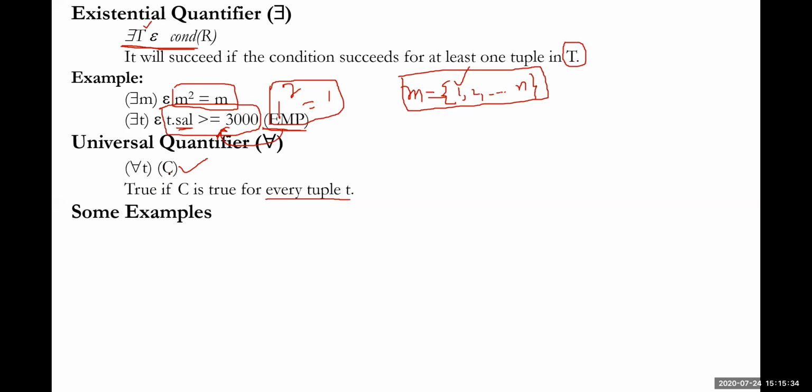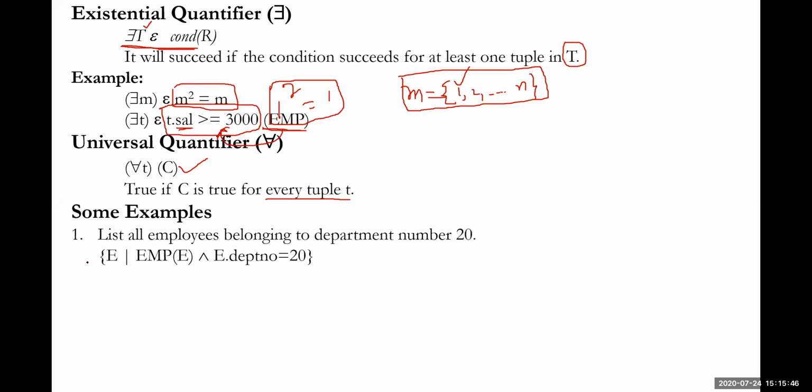Okay, so let us take some examples here. I have already drawn some examples. Example number 1: list all employees belonging to department number 20. How could you write this? This is the way you have to write. My tuple name is E, such that EMP of E and E.DEPTNO equal to 20. You may write something like this.